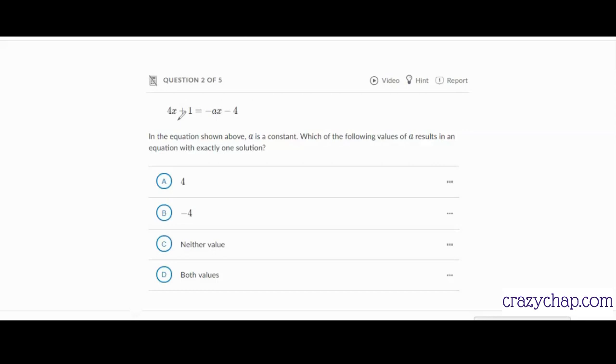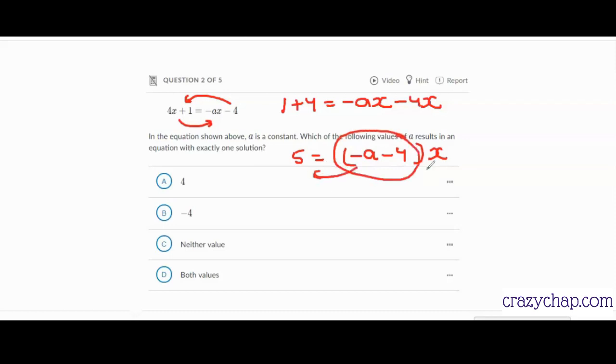So we bring the constant to the other side and we bring 4x this side. So what do we get? We get 1 plus 4 is equal to negative ax and negative 4x. 1 plus 4 is 5. Solving negative ax, negative 4x, we take x common. So what are we left with? We are left with minus a minus 4 inside the bracket. And because we have to solve for x, this will go down, because that is in multiplication with x. So when it goes down this side, it will go in division. So 5 divided by negative a negative 4 is equal to x.